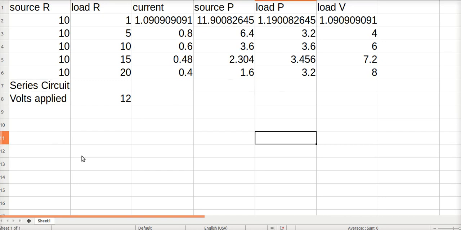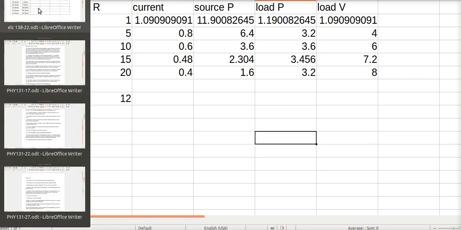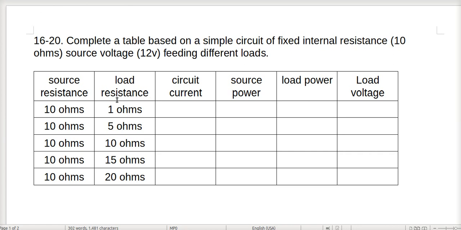Alrighty. Boy, I'm hoarse. And let's see. I think that is the last problem. Yeah, it was 16 to 20.